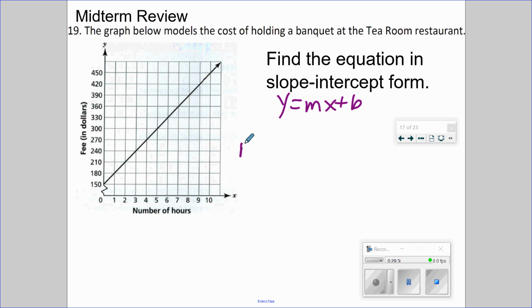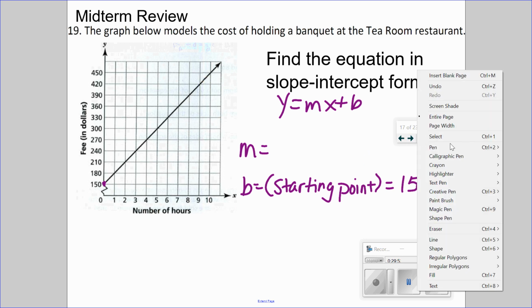So I like to write my m and my b. My b is my starting point, so you look at the graph. Where does it start? On the y-axis. And there it is. It's 150. So my starting point, my b, is 150. Now we need the slope.